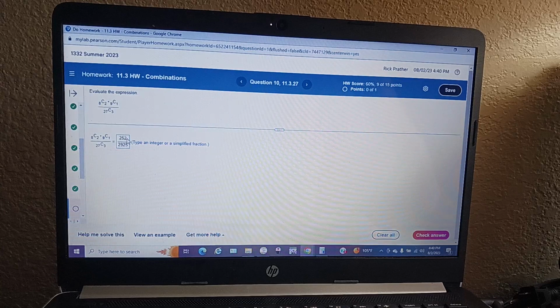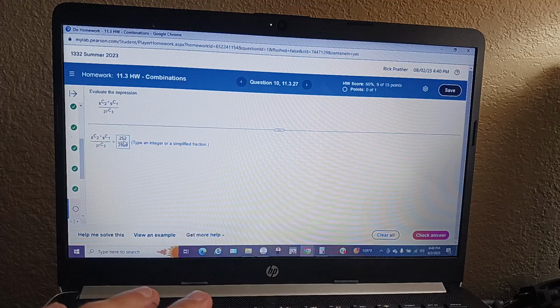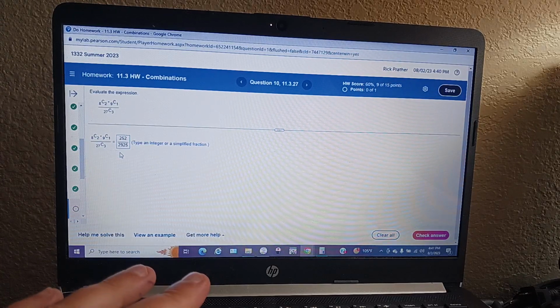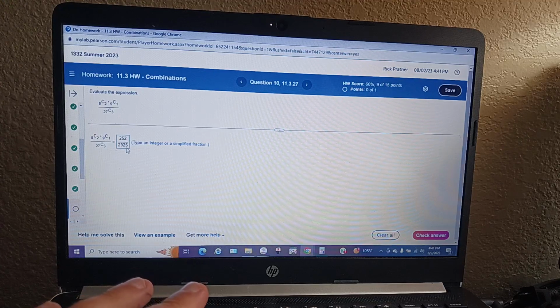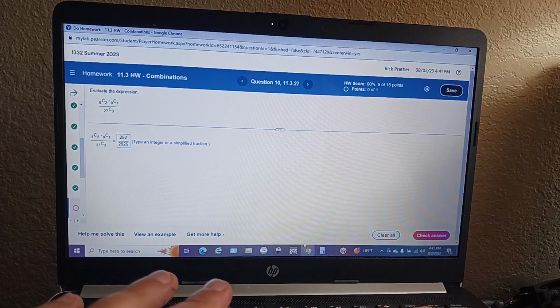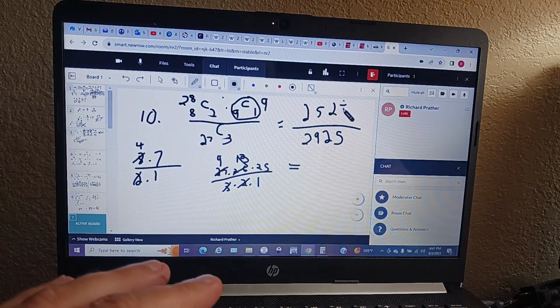Okay, so 252 divide by, maybe they divide by 3. Let's try the check for 3. For 3, you add all the digits together. 2 plus 5 is 7, plus 2 is 9. Since 9 divides by 3, then 252 divides by 3. And the bottom is 2 plus 9 is 11, plus 2 is 13, plus 5 is 18. That divides by 3. So this will at least divide by 3.